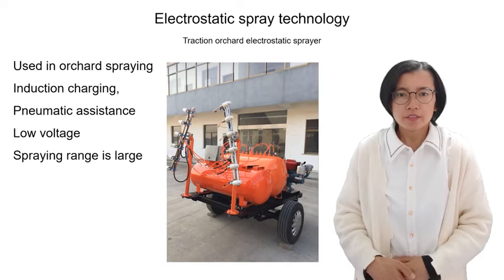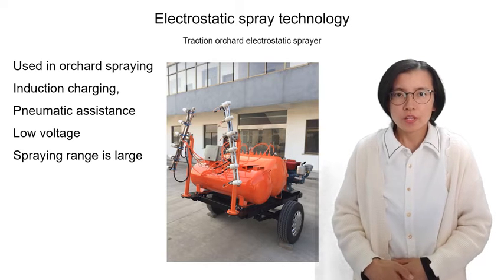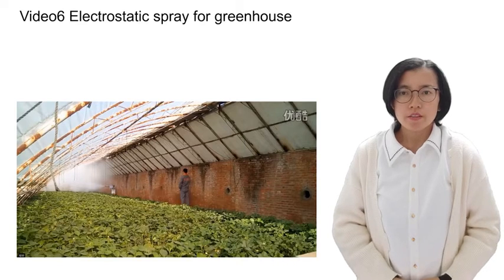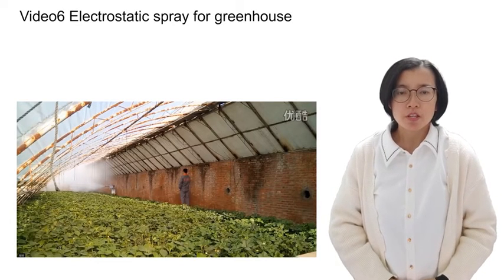Here is an electrostatic sprayer for orchards. It uses the induction charging method, pneumatic assistance, and low voltage. The low voltage is safe and reliable. Here is a video about the electrostatic spray for greenhouses. Let's watch it.